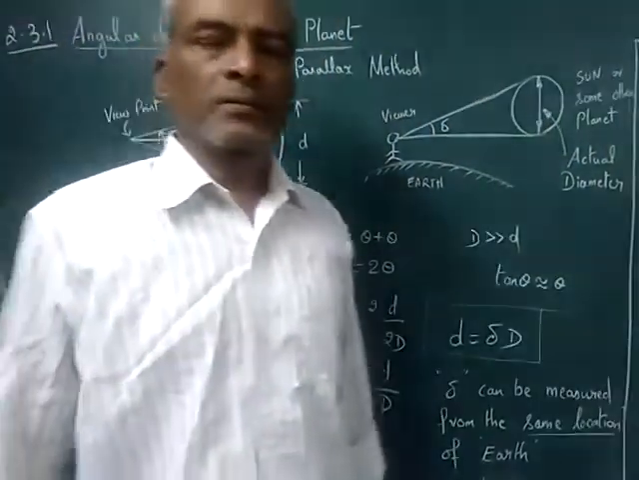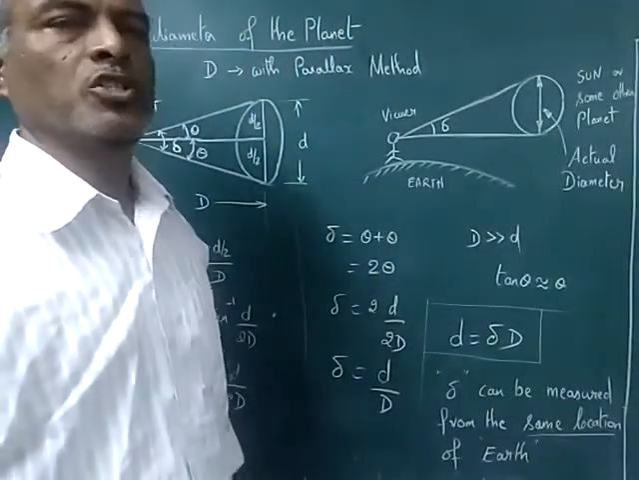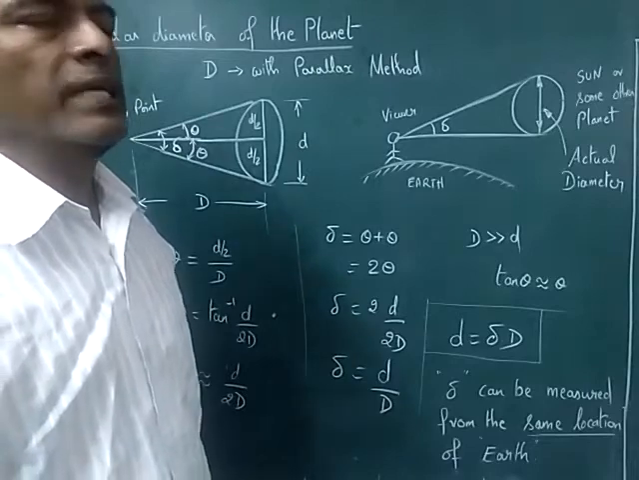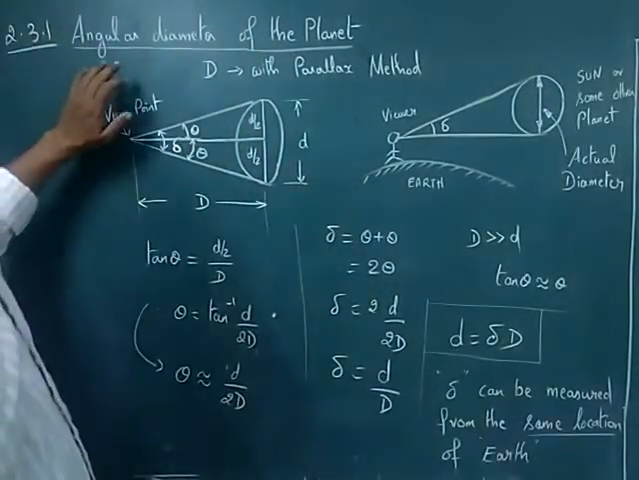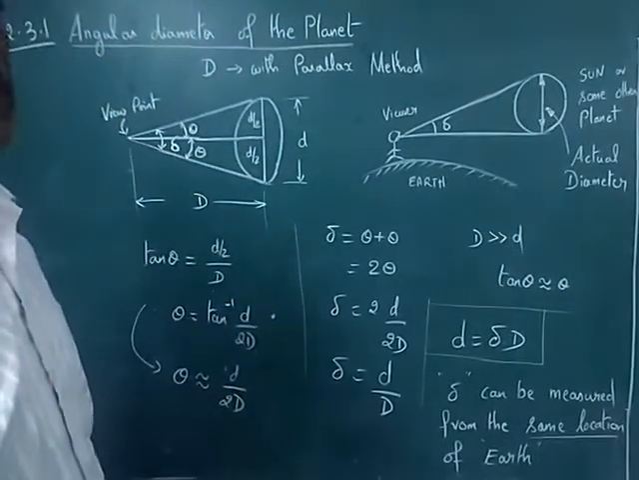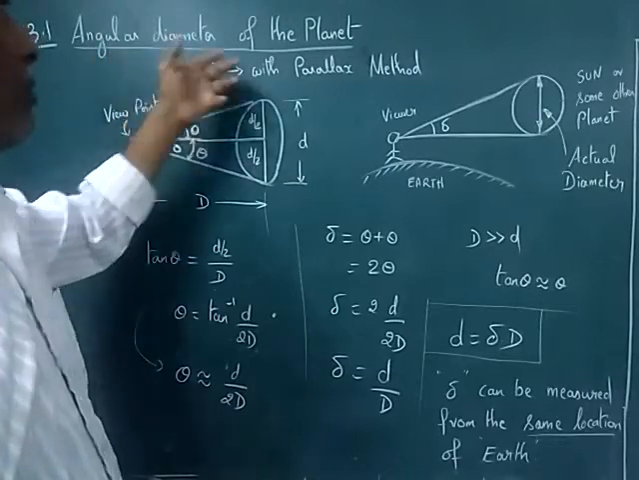Hello viewers, today we are going to see about an important topic, NCERT 11th standard physics. The title is Angular diameter of the planet. So we are going to find out the angular diameter of the planet.